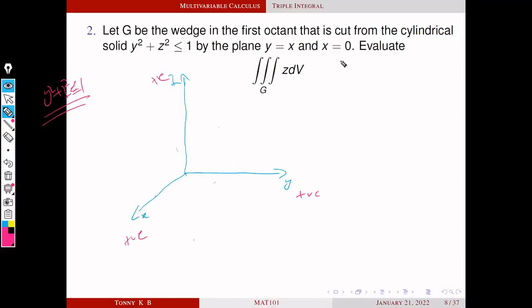What is x equal to 0? We know that x equal to 0 means the yz plane. And what about y square plus z square less than or equal to 1? In 2D, y square plus z square equal to 1 is a circle in the yz plane. Suppose this is our yz plane; in the yz plane, this is a circle with radius 1.